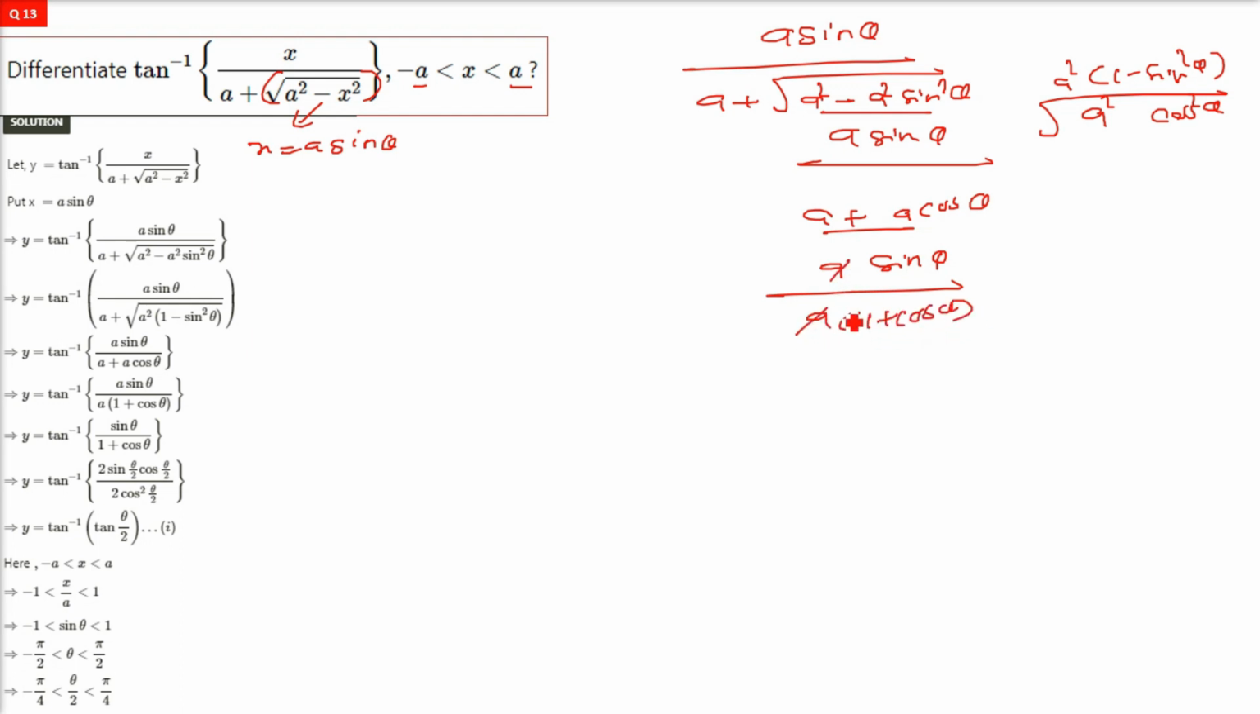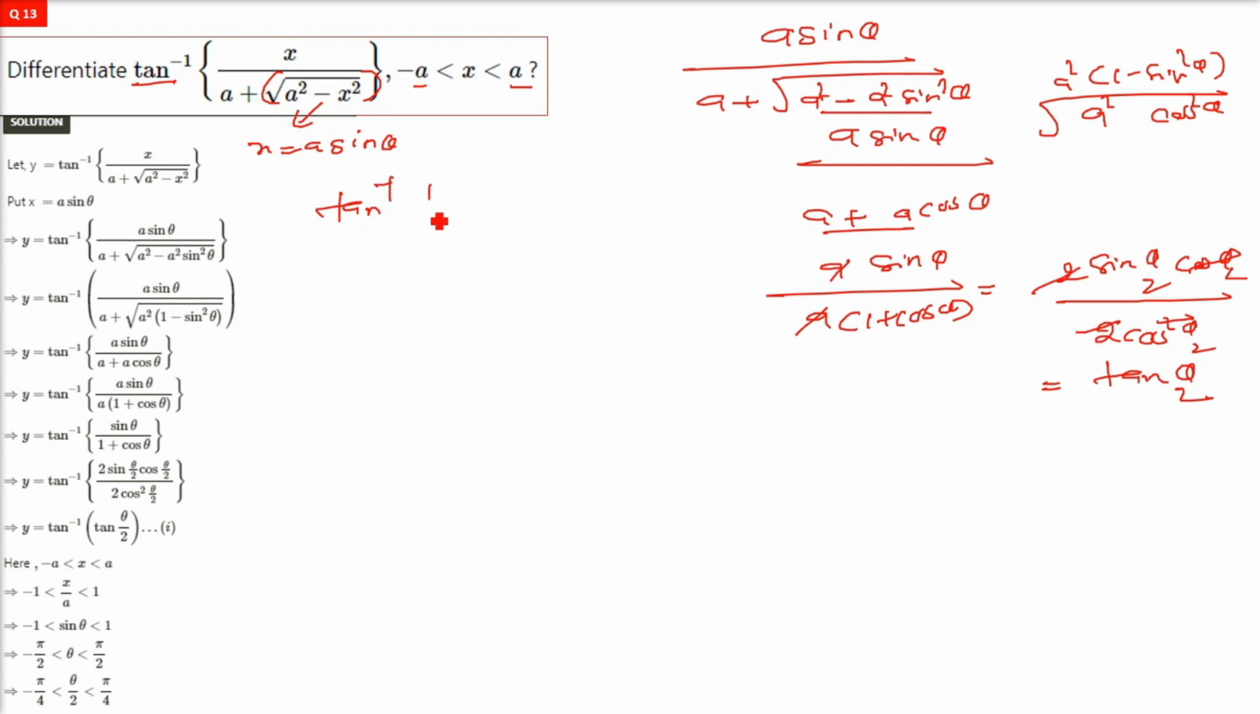So this is exactly the same thing which we just encountered in the previous question. Sin theta is 2 sin theta by 2 cos theta by 2, and 1 plus cos theta is 2 cos square theta by 2. 2 gets cancelled, this cos cancels. Sin theta by 2 cos theta by 2 is tan theta by 2. So this tan theta by 2 is just the simplification. We haven't started the differentiation as of now. So tan inverse tan theta by 2, you can just cancel this tan inverse. Theta by 2 will be there.